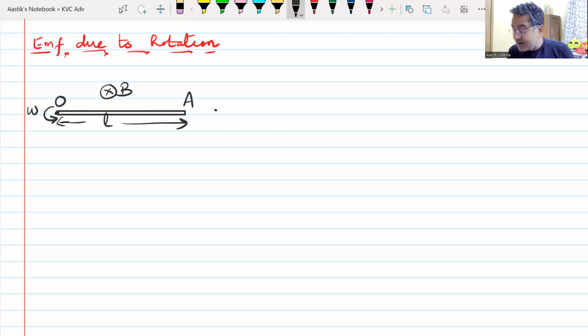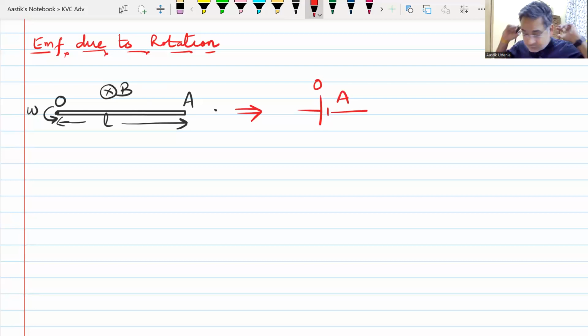Which point will be higher and which point will be lower? If I take any one of the points, the velocity is like this. All the velocities are different. The velocities are like this. So V, B, you can see which point will be at a higher potential. Point O will be at a higher potential compared to point A. Do we understand this?